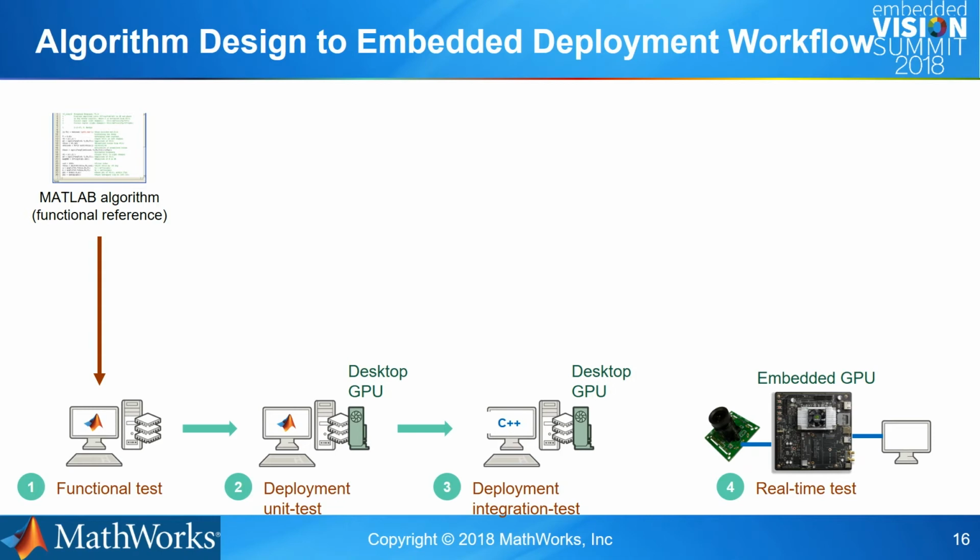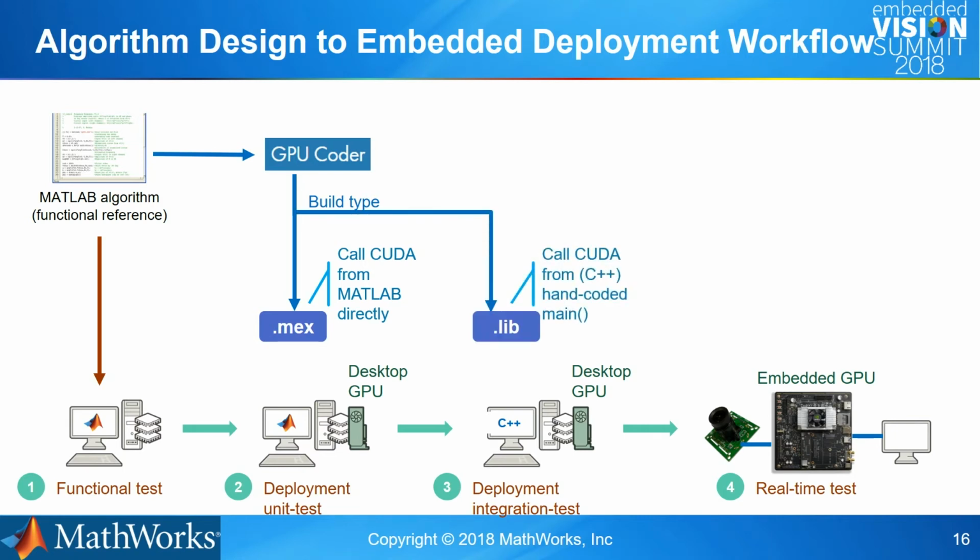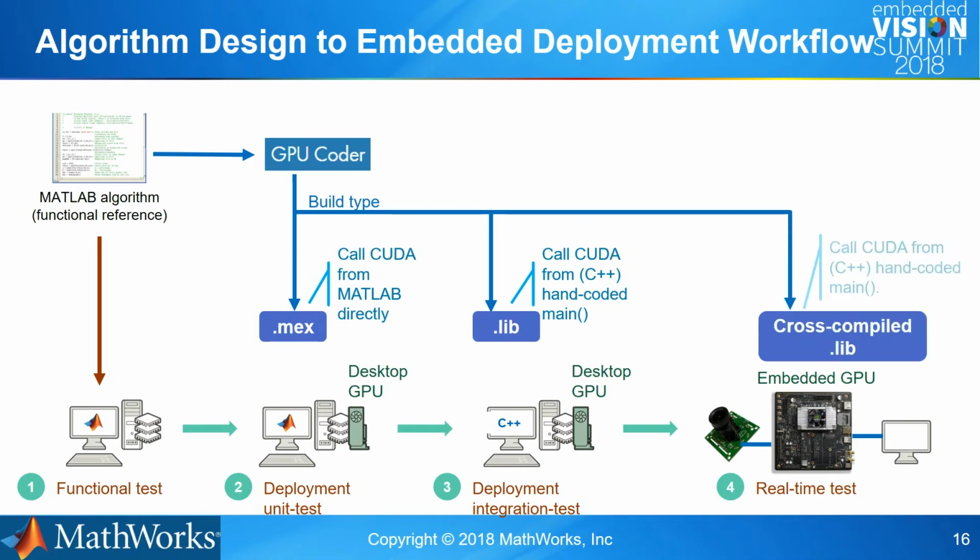Next, you can move out of MATLAB, but maybe still stay on your host. Use your C++ integration code to test the kernel code that you've written. And then finally, when you're happy with that, you move to a real-time environment. So with code generation, we allow you to do that first by using a build type, the MEX build type, which allows you to run your code in MATLAB, but run the generated code. Or you generate a shared library and integrate it with your handwritten code. Or we can also introduce cross-compiling tool chains to target embedded hardware.